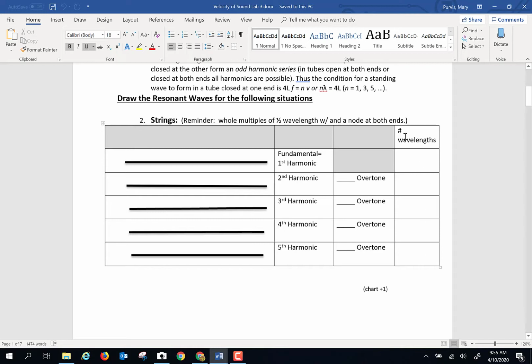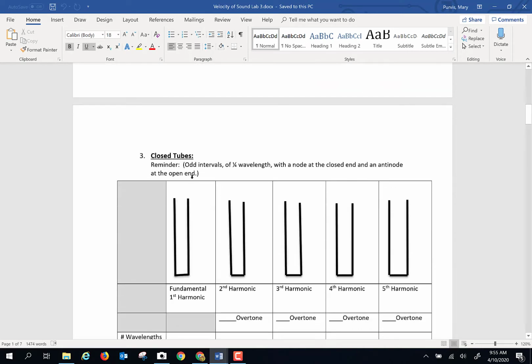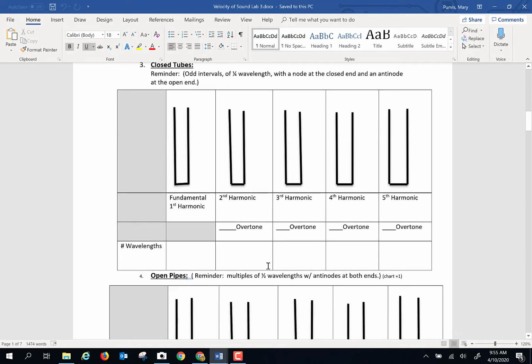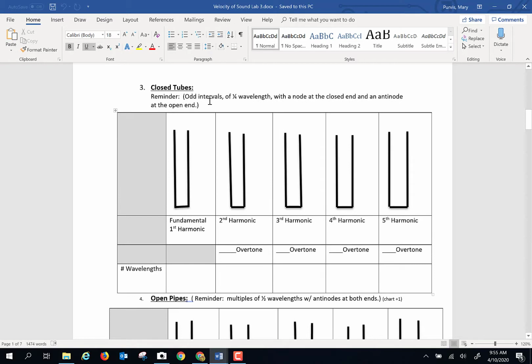In here, please fill in what fraction of wavelengths each one of these represents. Closed pipes: again, sketch in here the shape that is going to be produced, write down which overtone there is, and in here write down the wavelengths, the fraction of wavelengths. These go up as odd overtones, odd intervals of quarter wavelength with a node at the closed end and an antinode at the open end.